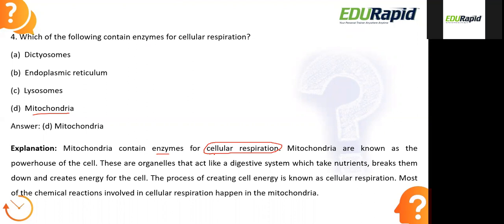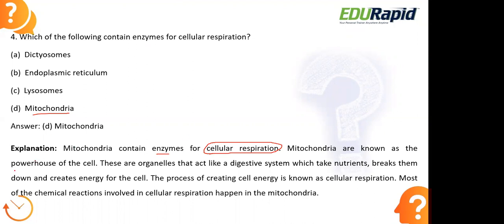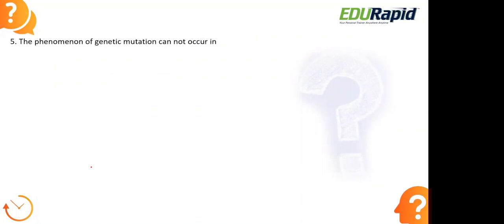The respiration process takes place in the cell, specifically in the mitochondria of the cell. That is the reason we also call mitochondria the powerhouse of the cell, because it releases energy molecules in the form of ATP. Moving to the next question now. The phenomenon of genetic mutation cannot occur in DNA, RNA, chromosome, ribosome.